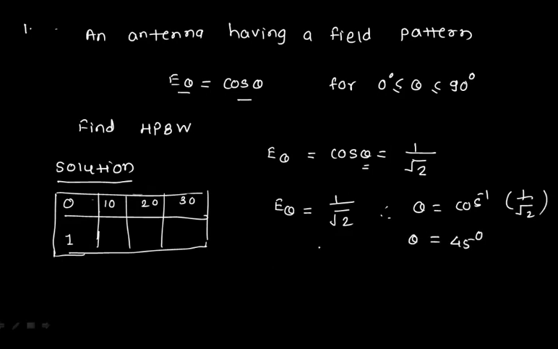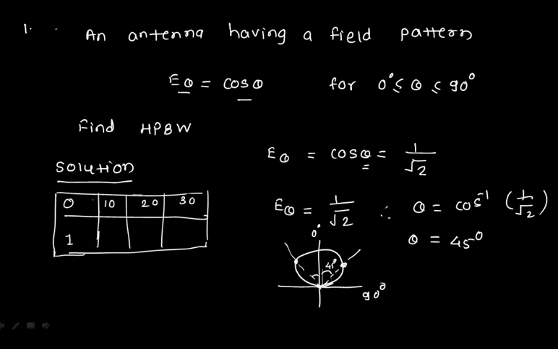If you're getting theta as 45 degrees, there is maximum radiation at 0 degree and minimum radiation at 90 degree. If you calculate it like this, and you get theta as 45 degrees, the pattern falls to 1 by root 2. If this is 45 degree, then again at minus 45 degree it falls to 1 by root 2.